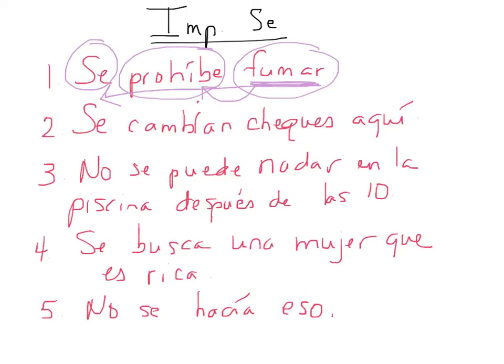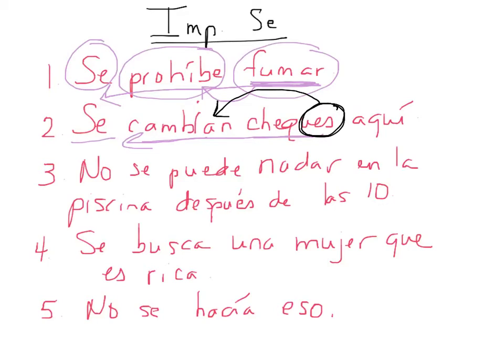Number 2, se cambian cheques aquí. Checks, again, working right to left, checks are cashed here, or changed in here. Again, we have se plus your verb plus your object. In this case, it's different than number 1. Our object here is plural. Notice the S. So therefore, our verb is plural, in the ellos ustedes form, se cambian cheques. Checks are cashed here.